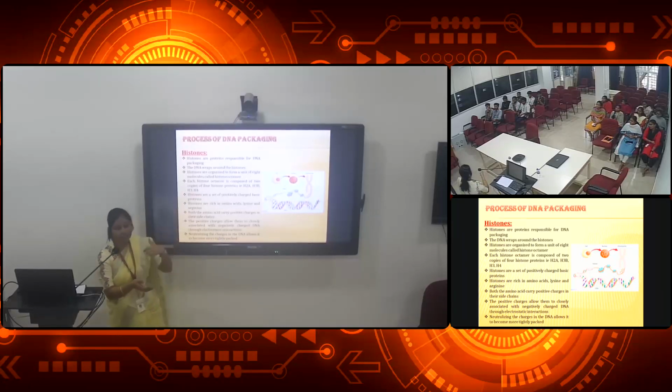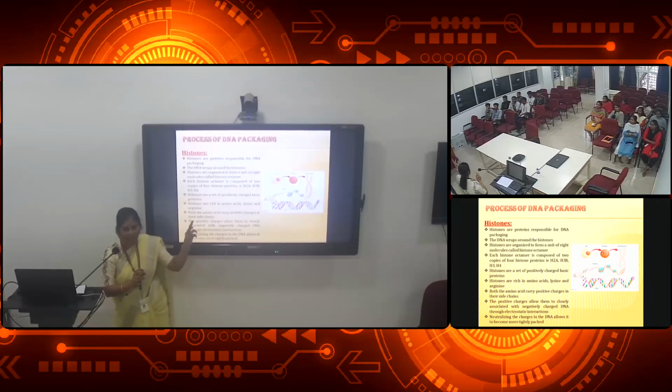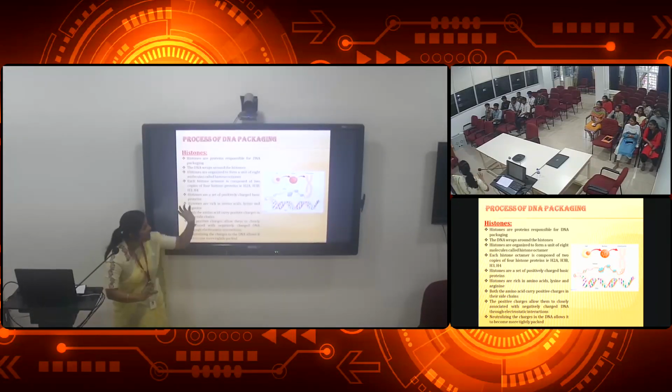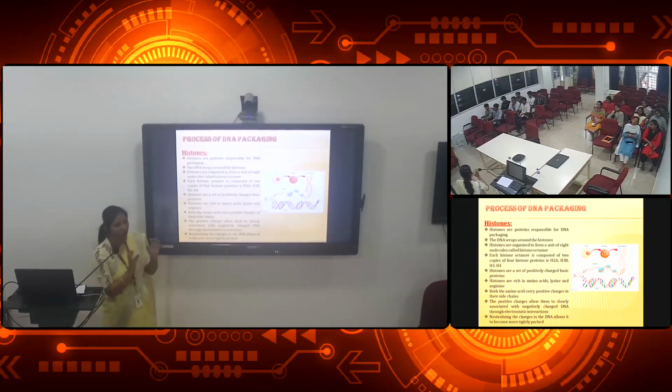Okay, and H3 histone protein, one more H3 protein is behind that, and finally H4 protein, that H4 protein is behind the one more H4 protein. So the two copies of H2A protein and H2B, H3 and H4 proteins are present. So it forms an octamer histone protein. This octamer histone protein is involved in the DNA packaging.